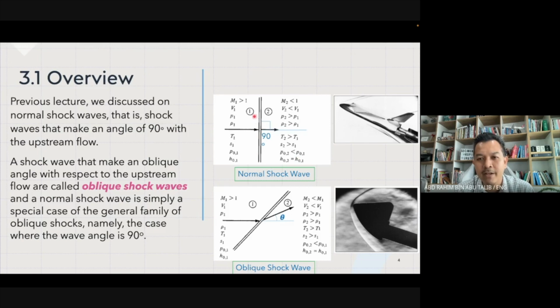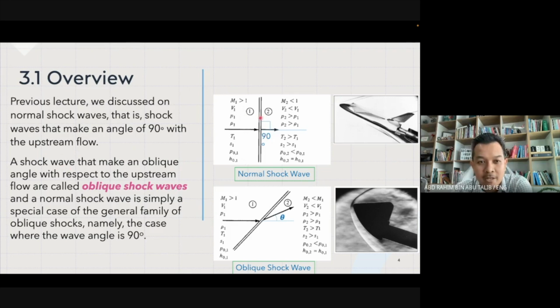If you recap, at point 1, the flow goes through the thin layer of the normal shock wave and into the condition of point number 2. There are variations in terms of the Mach number, the velocity, the pressure, density, temperature, entropy, P01 and enthalpy h01.